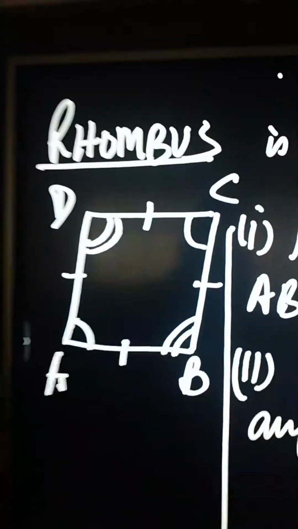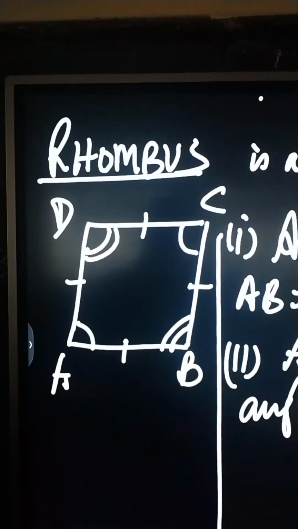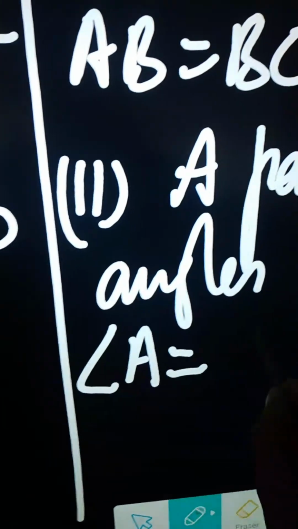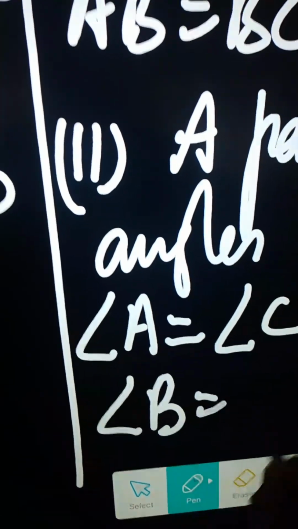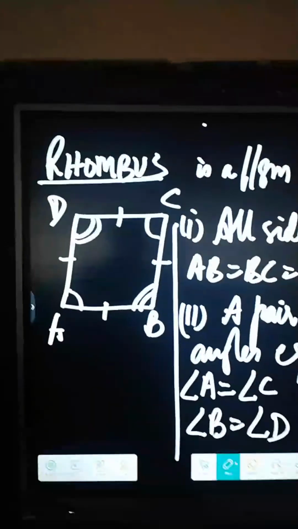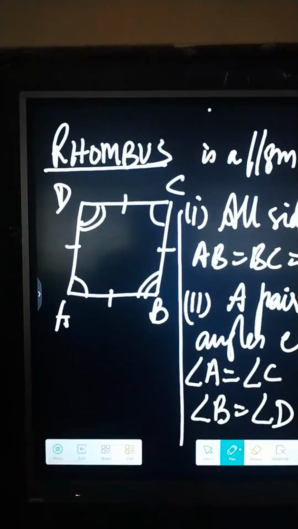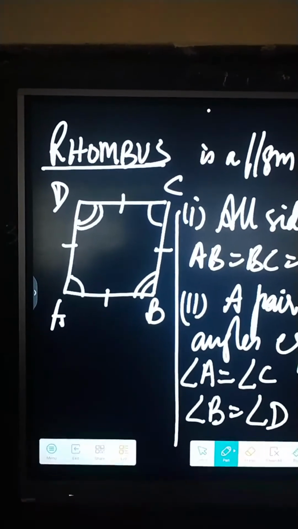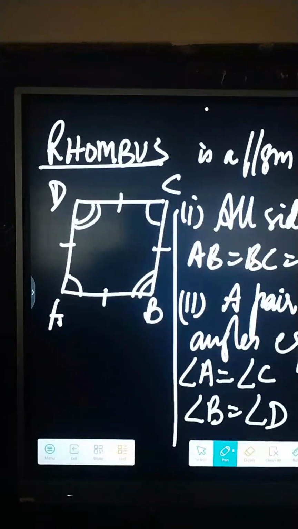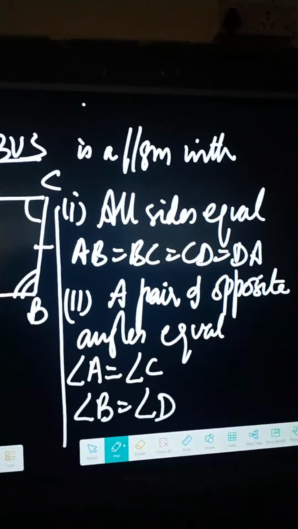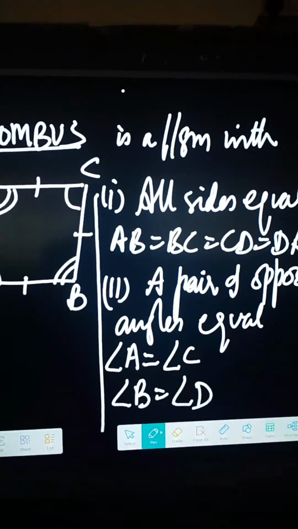So you have to see this property again. Try to understand what is the meaning. Angle A is equal to angle C and angle B is equal to angle D. So only one pair is equal. All are not equal. This was there in a square. So this is the difference between a square and a rhombus.